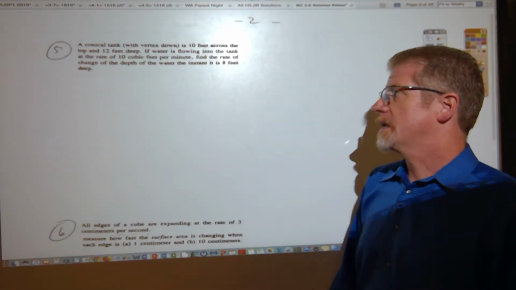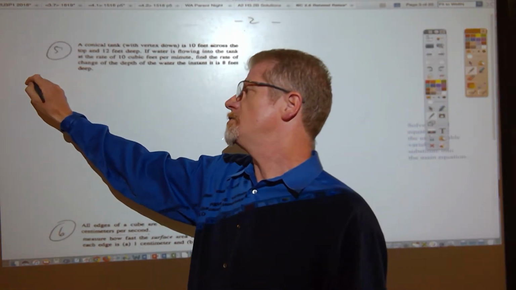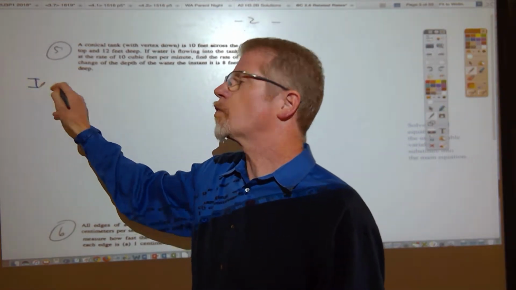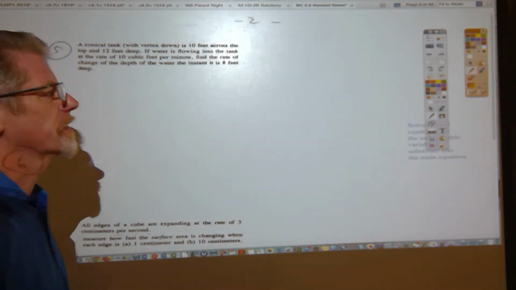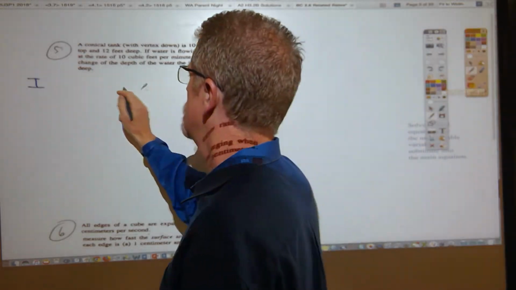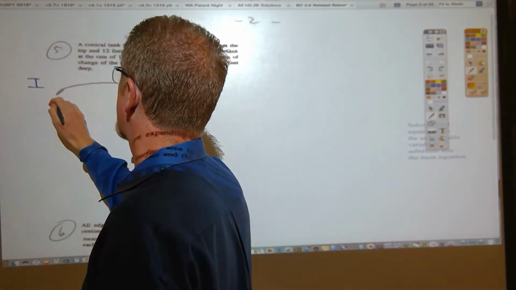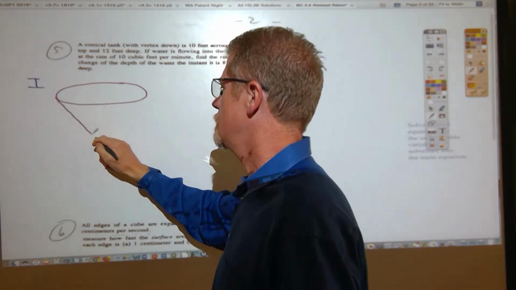Well, good morning. Welcome to Calculus. We're going to continue our lesson with related rates, and we're going to drill down on this Roman numeral structure. So for Roman numeral 1, let's draw a diagram of a conical tank with vertex down.